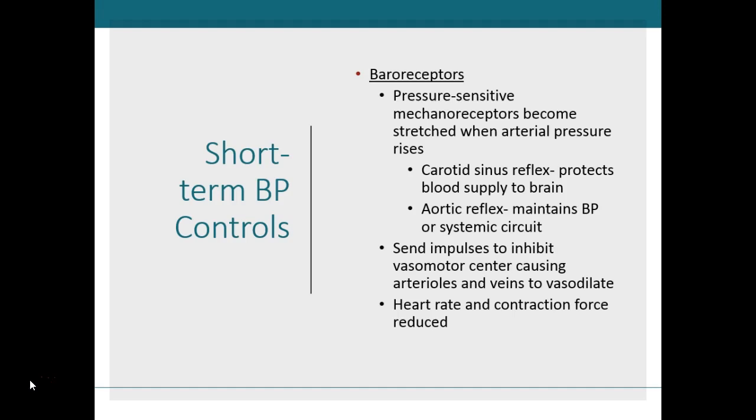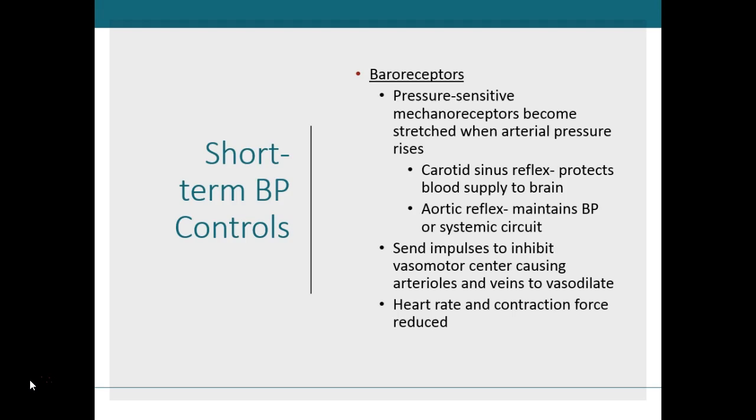Remember, baroreceptors are pressure-sensitive receptors. These baroreceptors that we're talking about with blood pressure are located in the aorta and in the internal carotid arteries. Those are the arteries in your neck that supply blood to the brain. There are also some in the large arteries in the neck and the chest. They send impulses to the cardiovascular center that help us regulate blood pressure.